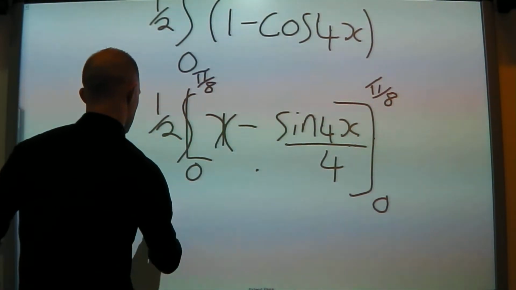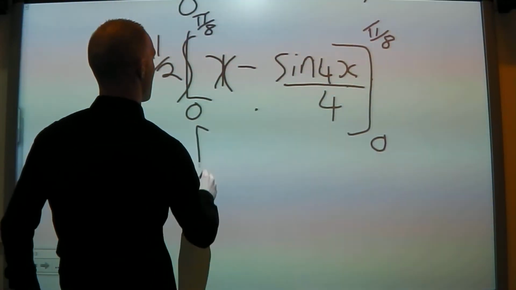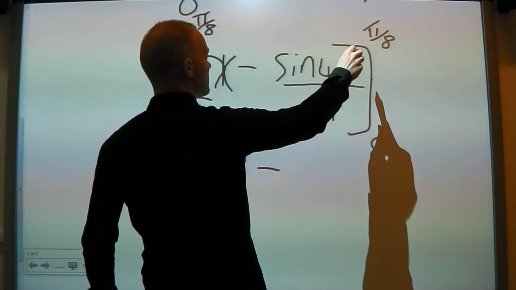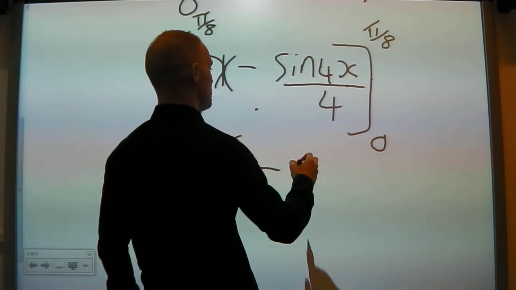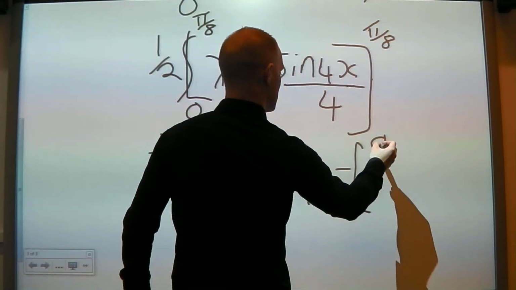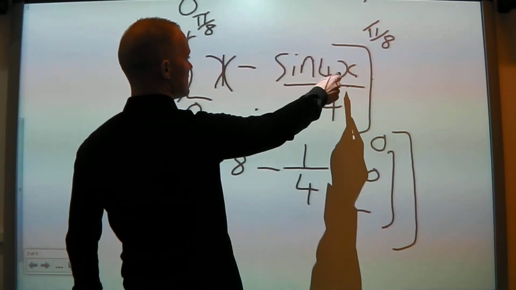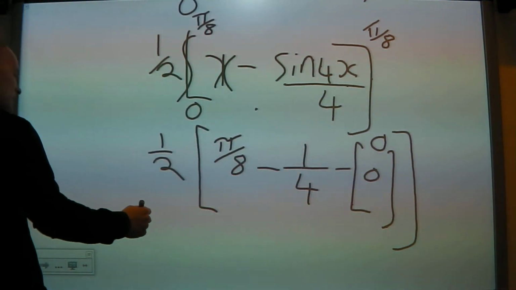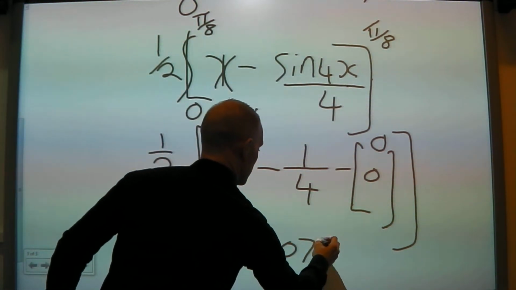Now we want to fill in our values. So that's equal to a half of pi over 8 minus sine 4 times pi over 8, which is sine of pi over 2, which is 1, over 4, so a quarter, minus 0. Because x is equal to 0 there and sine 0 is equal to 0. So basically it's equal to half of pi over 8 minus a quarter, and I worked that out earlier on. It's equal to 0.07134 units squared.